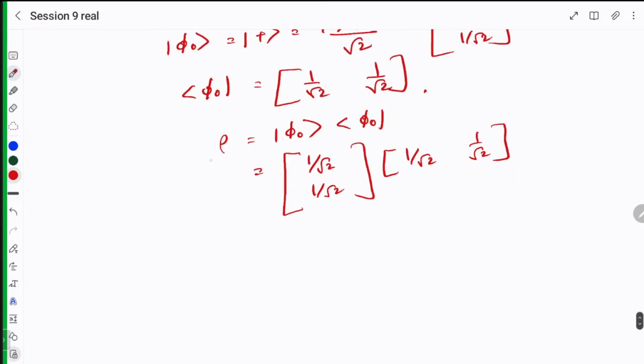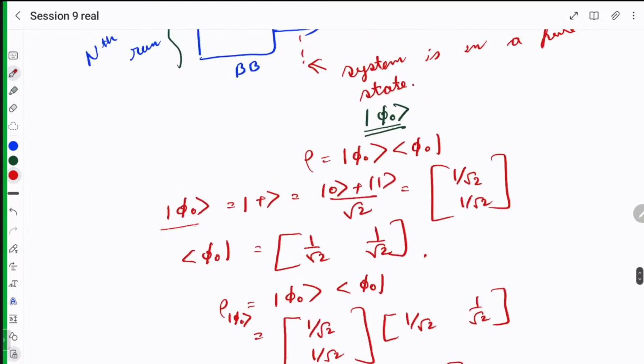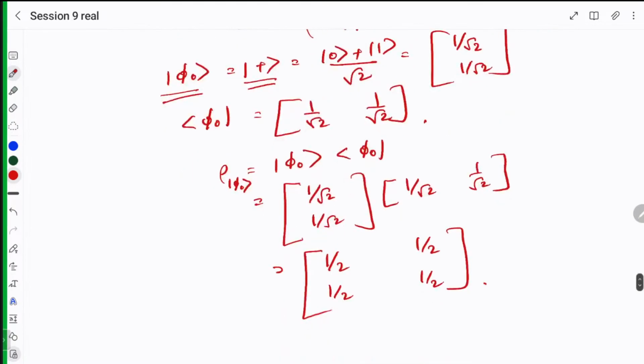So the density matrix corresponding to ket phi naught, we will find, is half, half, half, half. So this will be the density matrix corresponding to the pure state phi naught. This is how we define the density matrix: just the outer product of the state with itself. Okay. So for a pure state, we can say that the density matrix is the outer product of the state with itself.